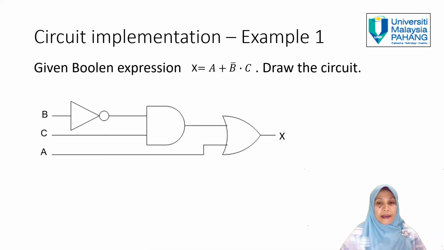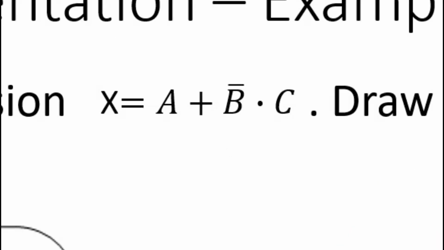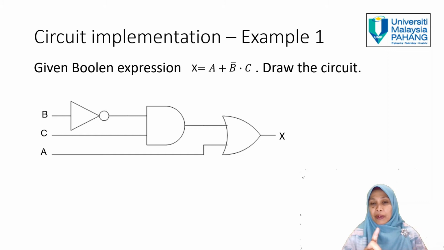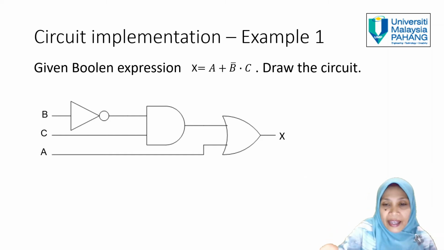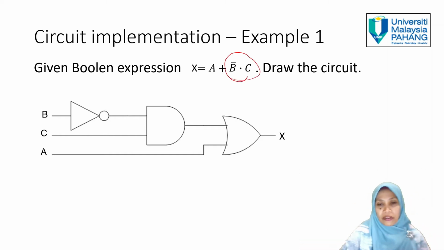Okay, here is the example of how to draw the circuit if you are given the Boolean expression. We have the expression X equals A plus B bar dot C. So from here, remember what I said? Which operation is performed first? Yes, the AND operation. Alright.